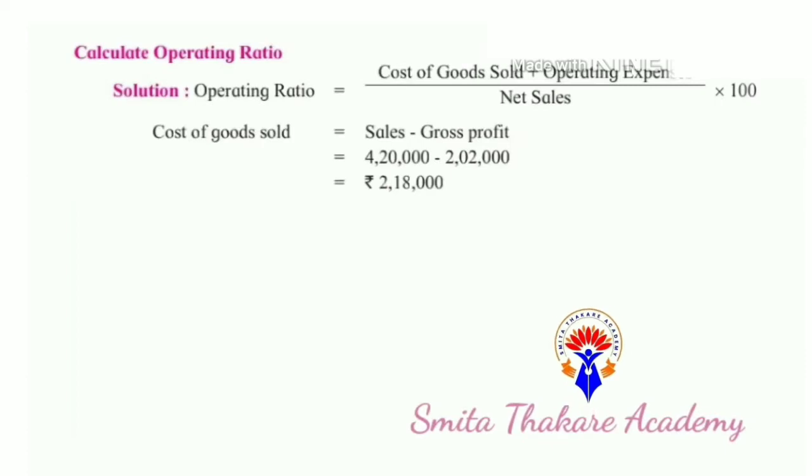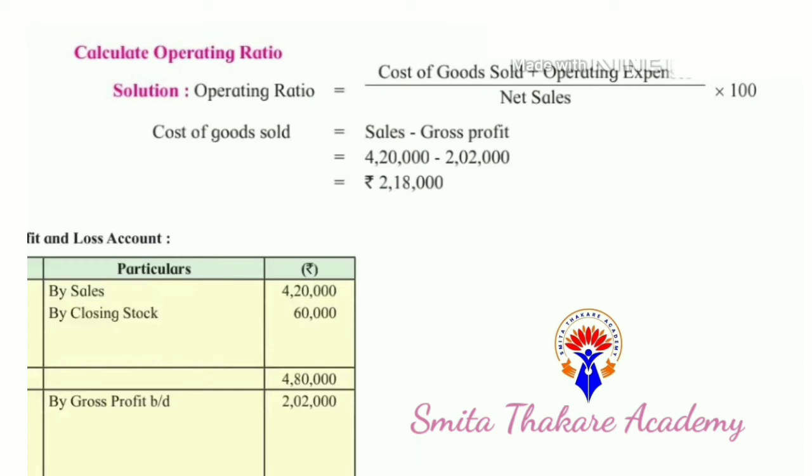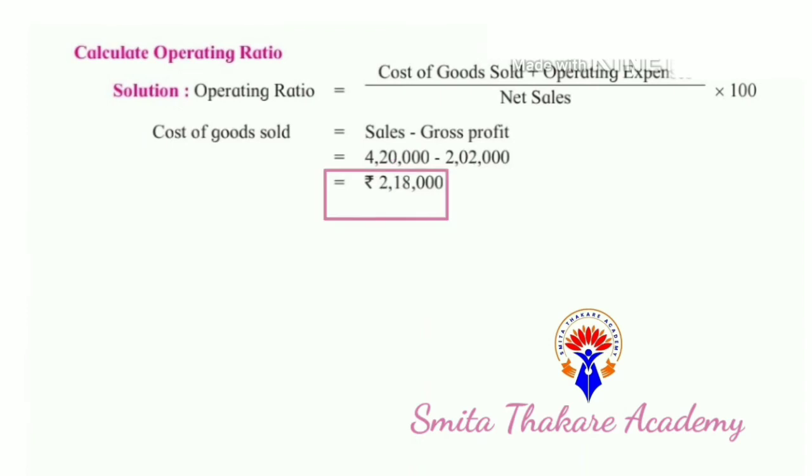Solution: operating ratio is equal to cost of goods sold plus operating expenses divided by net sales into 100. Cost of goods sold is equal to sales minus gross profit, 4,20,000 minus 2,02,000. Therefore, cost of goods sold is equal to 2,18,000.